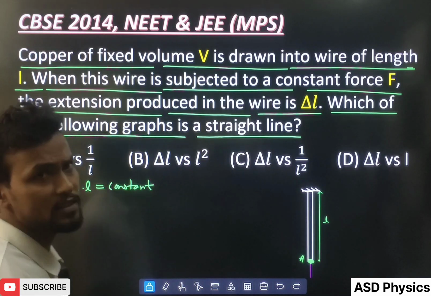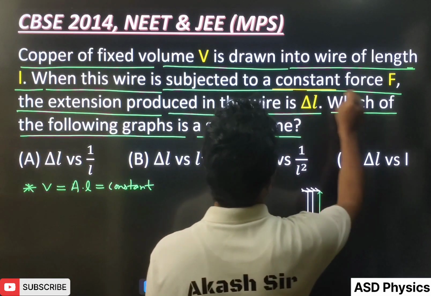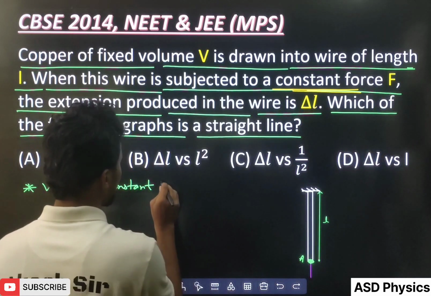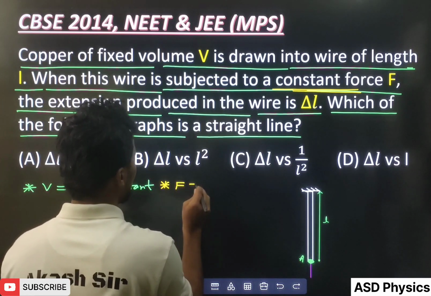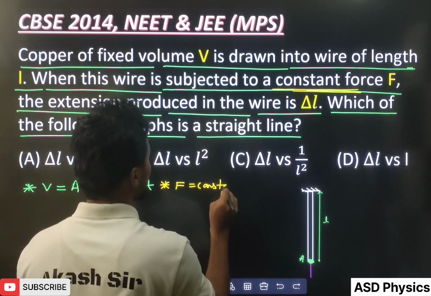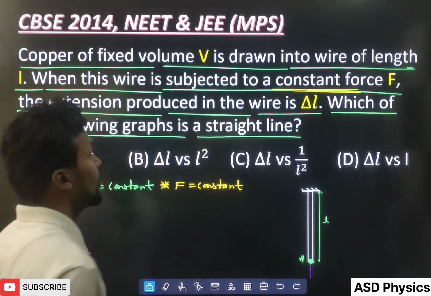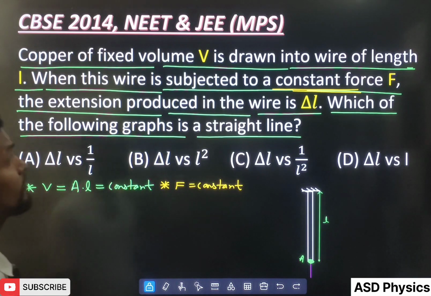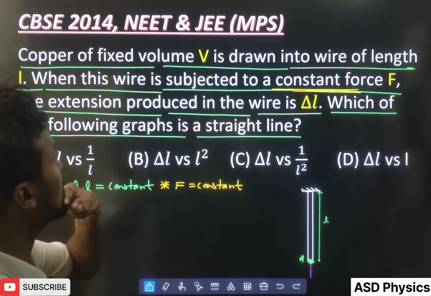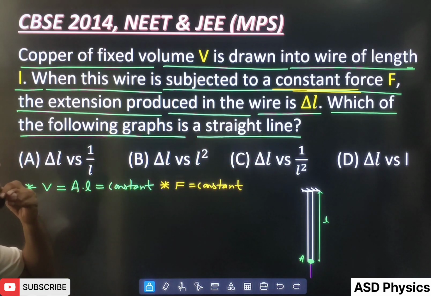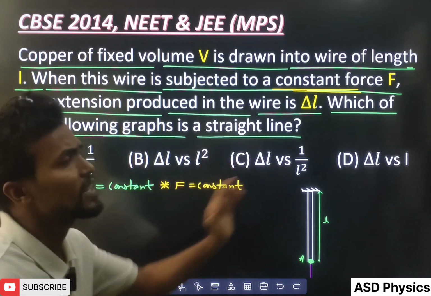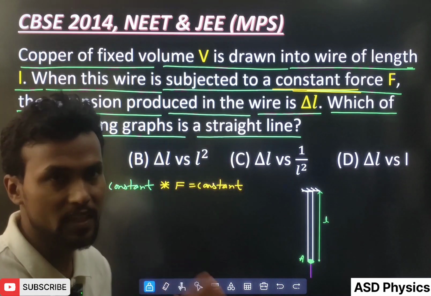After that, after reading the question, I can see the force is also constant. So I can write here this force F is constant. Now force is also not changing here. Now we have to see the graph between what? Delta L. Now the extension produced in the wire is delta L. Okay, then which graphs are straight line? Here all these options are there now.